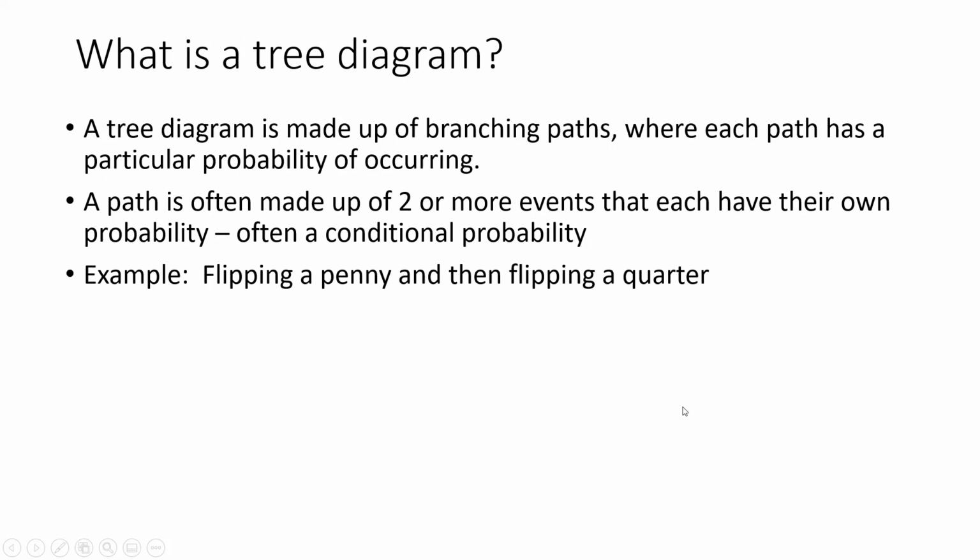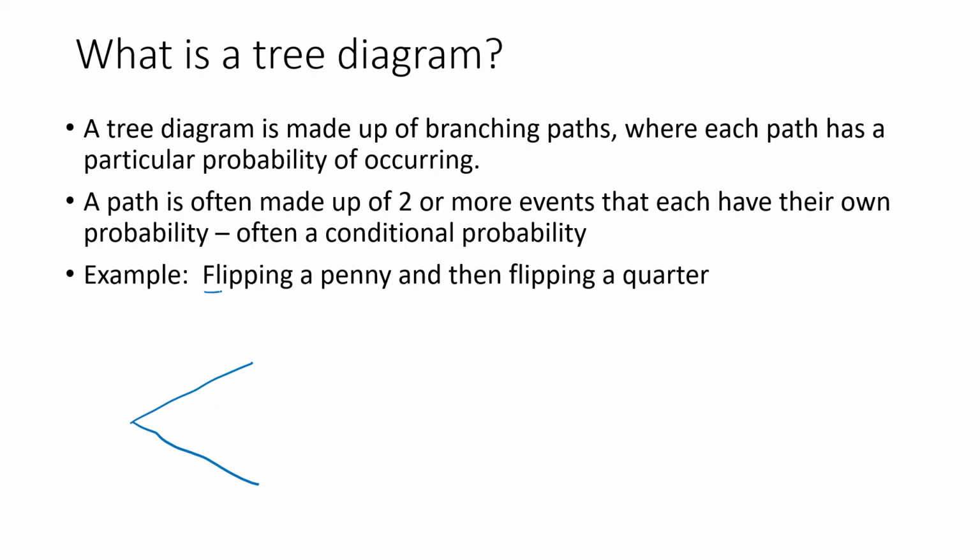All right, so we're going to organize this stuff in a tree diagram. So what is a tree diagram? Well, it's made up of branching paths where each path has a particular probability of occurring. So we have a set of branches, like, say, here's a branch.